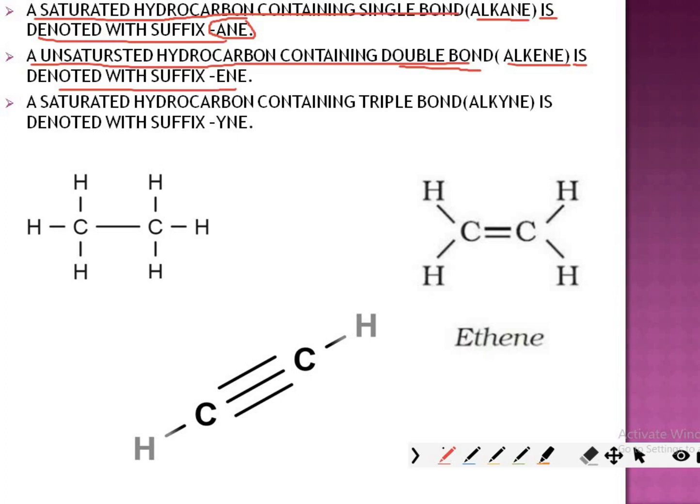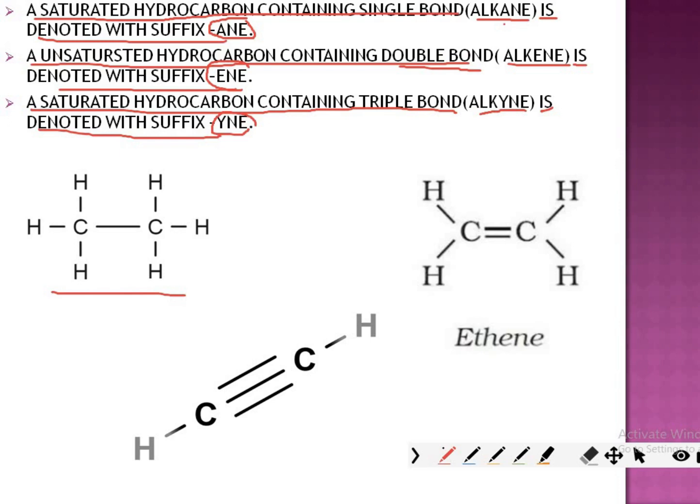Now an unsaturated hydrocarbon containing a triple bond, which is called alkyne, is denoted with the suffix yne. Now see, in alkane we use ane, in alkene we use ene, and in alkyne we use yne. Now what is a suffix? Suffixes are those words which we add behind a particular word, right?